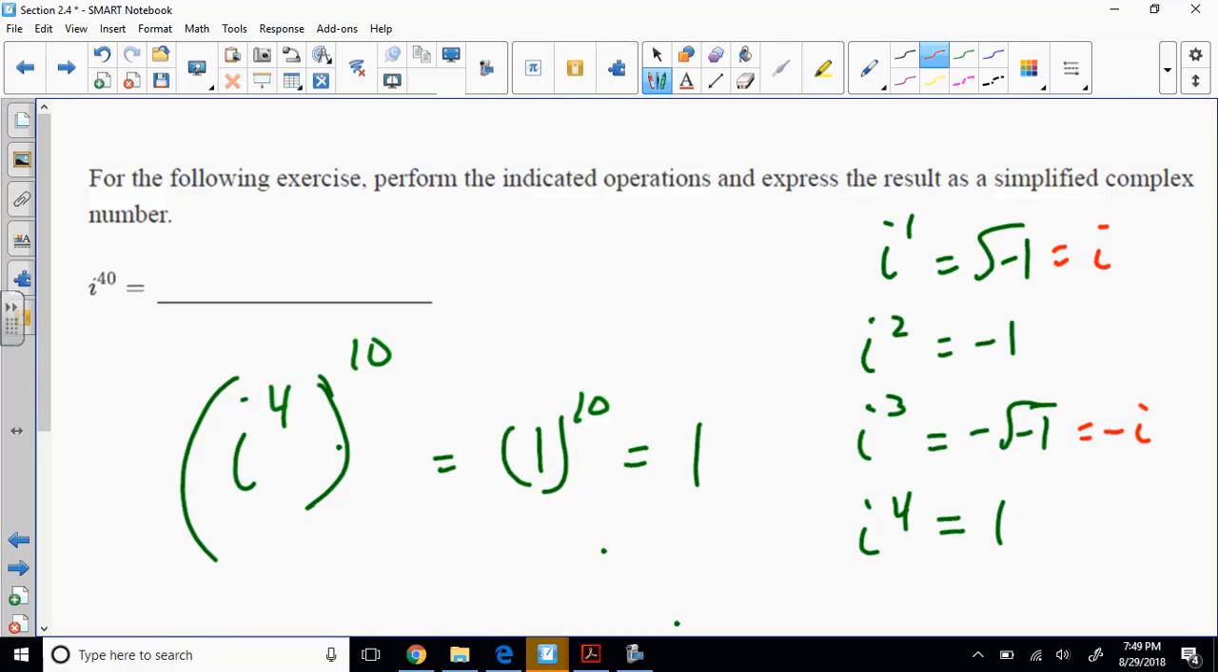So i to the first, and i cubed is negative what? Your answers are only going to be this. Look: i, -1, negative i, or 1. In your remainder, 1, 2, or 3. Boom, done. Because what's 1 raised to any power? So it's just 1 times these, right? Okay, good. I like that.